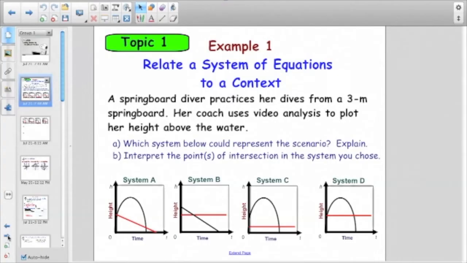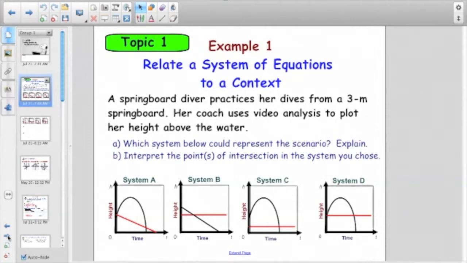Topic 1. We are going to look at systems in real life contexts. So here's a situation. A springboard diver practices her dives from a 3-meter springboard. Her coach uses video analysis to plot her height above the water. So which system below represents the scenario?